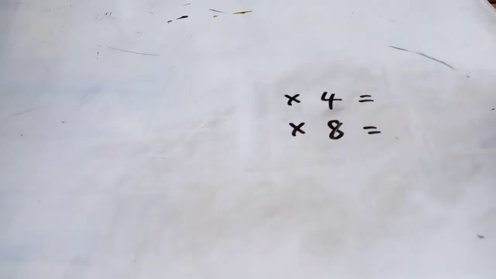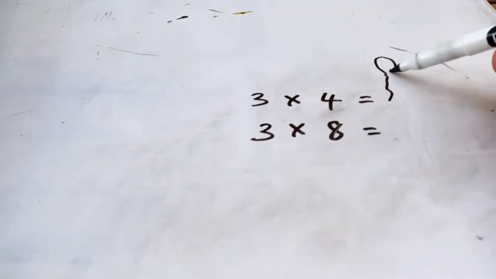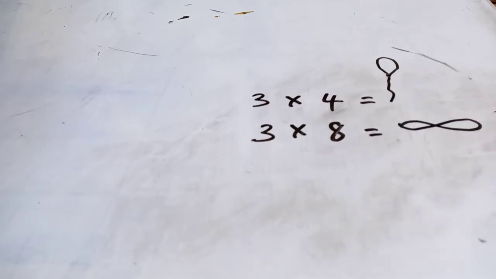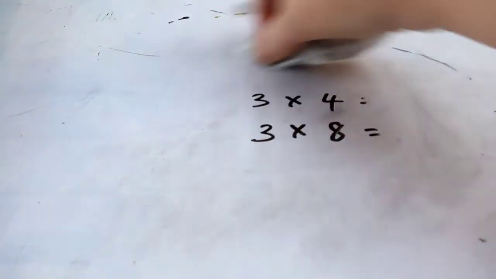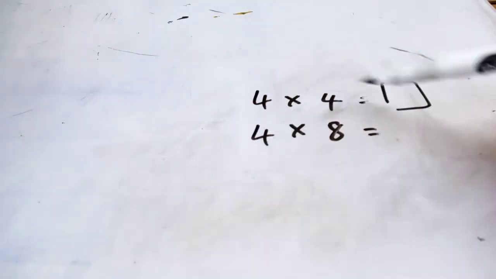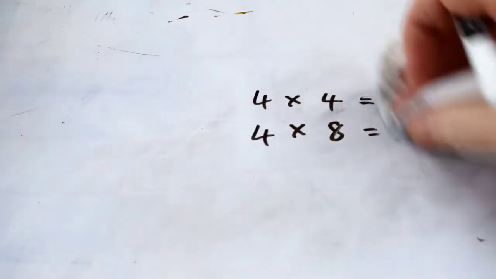Next, let's go for 3. 3 times 4, 3 times 8. 3 times 4 is the balloon. 3 times 8 is the bow tie. Well done, it's 12 and 24. Okay. 4 times 4 is the square. 4 times 8 is the boing boing. Well done, it's 16 and 32.